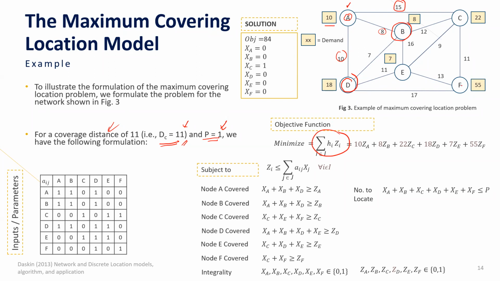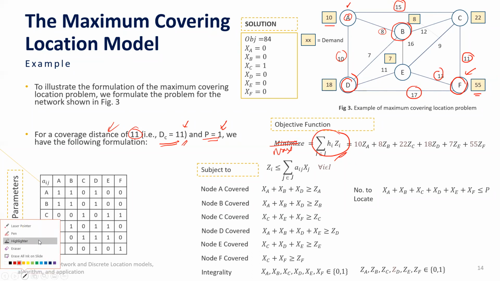It's a different case if you open F. For F, you check and it only covers itself. F does not cover E, C, or D. All are more than 11. But the demand in F is 15. So if you compare, opening F actually gives you more. This one is not minimized, this one is maximized. It gives you a larger amount of total demand covered. That's the decision variables and their interplay with the objective function.